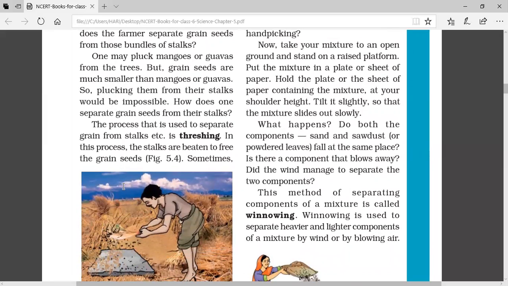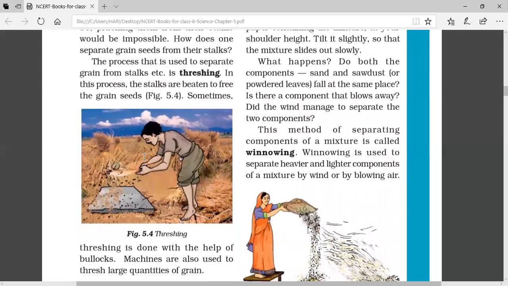Here you can see in the figure. The stalks are beaten on a hard surface like rocks or any other hard surface. The grains will be separated in the process. This method of separation is called threshing. See, the process that is used to separate grains from the stalk is called threshing.